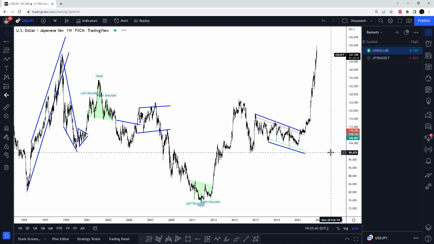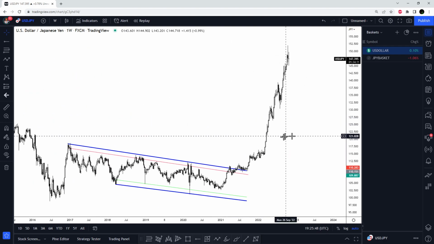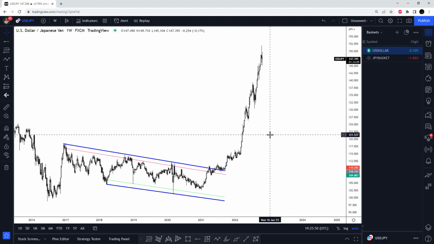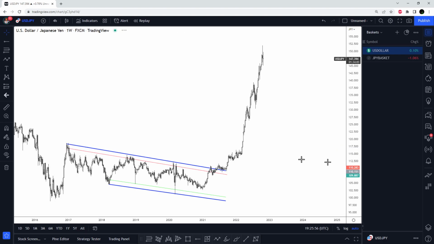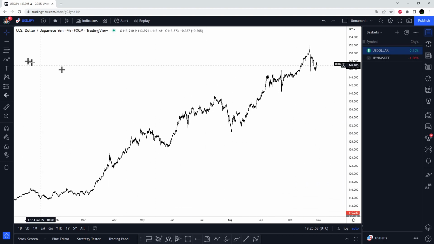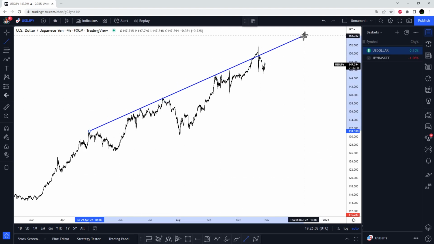Let's look at the weekly. Yeah, so this is a very exponential move. Whenever you see an exponential move like this, it's going to end badly. So what I would do here is go onto a smaller time frame. I would try to trace a support and resistance from here.